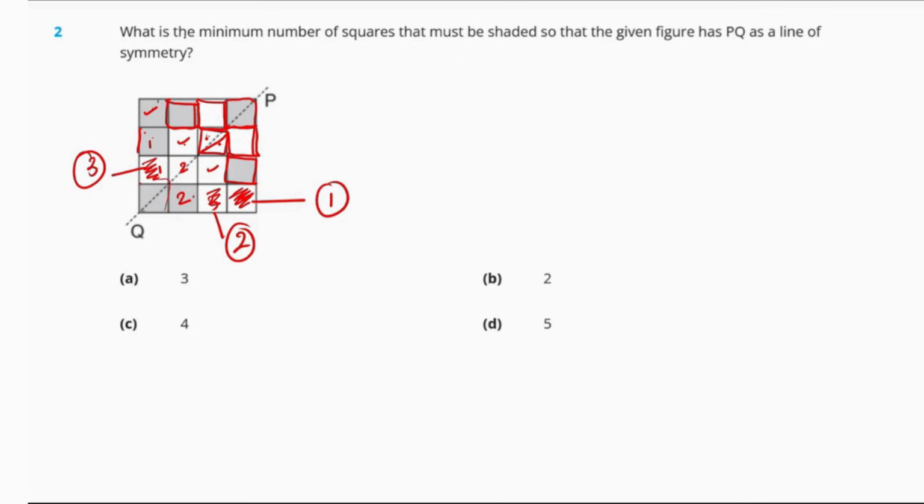So now the question was, what is the minimum number of squares that must be shaded so the given figure has PQ as a line of symmetry, right? So what is the count of the squares that need to be shaded? It is 3, right? 1, 2 and 3. So the right answer to the question will be option A, 3.